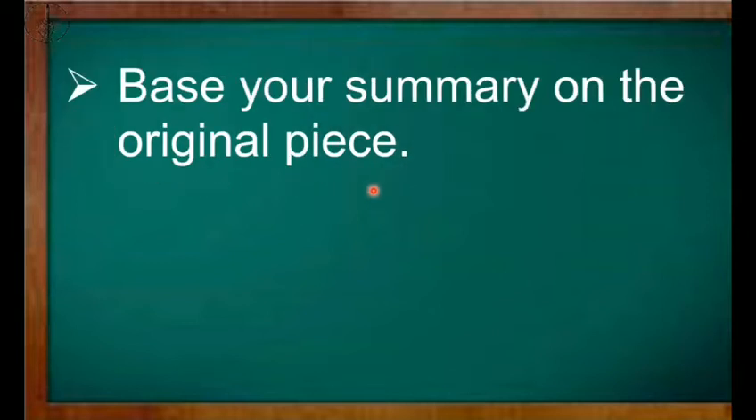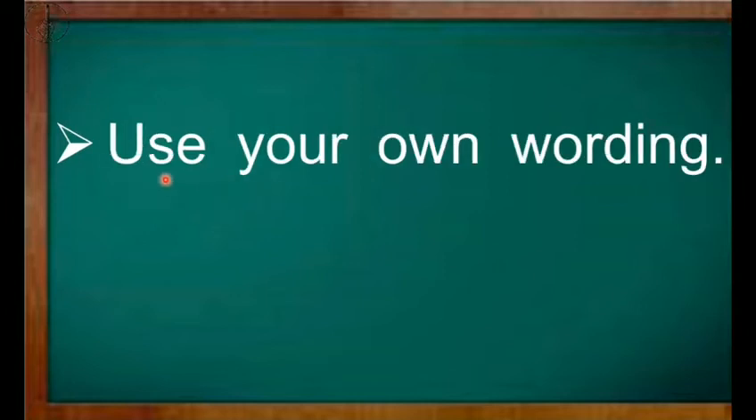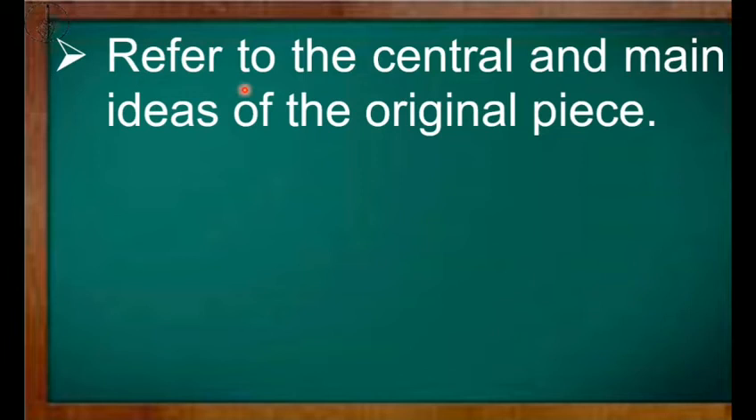Remember the following. First, base your summary on the original piece, and then keep your summary short. Next, use your own wording. You should provide your own ideas through your own words. Next, refer to the central and main ideas of the original piece. Do not deviate from your topic. Your ideas should be based on the central or main ideas in the given piece.